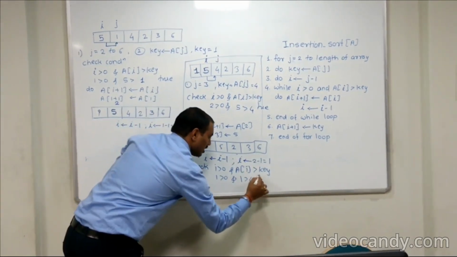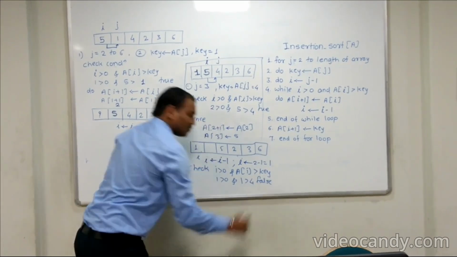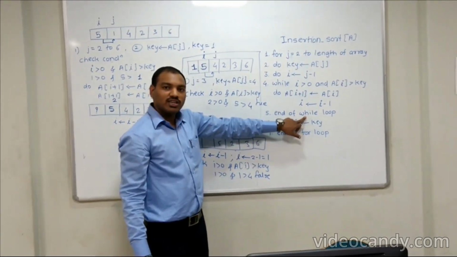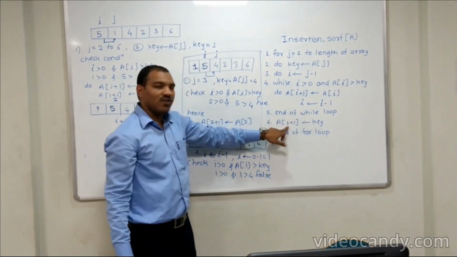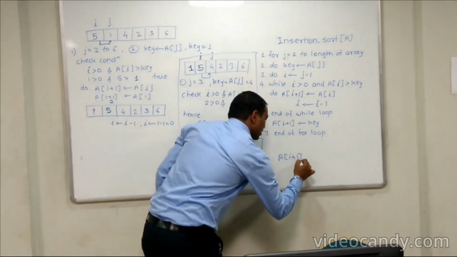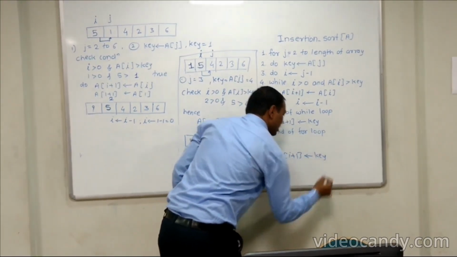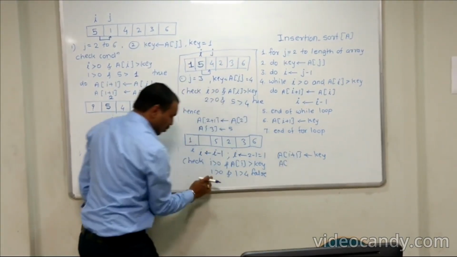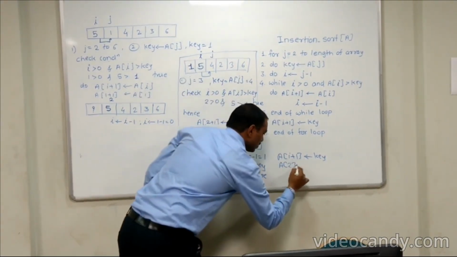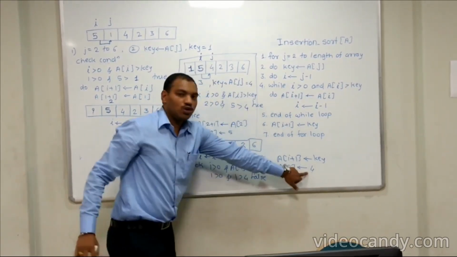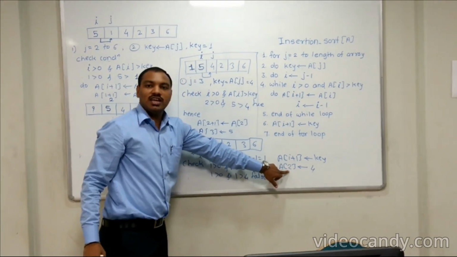key 4, condition false. So as the condition is false, it ends the while loop, and what it does, the key becomes a of I plus 1. So a of I plus 1 becomes the key. So a of I plus 1 means a of 1 plus 1, 2, and value of key is 4. So 4 goes at the second position in the array.